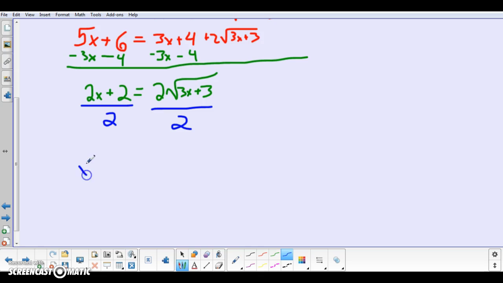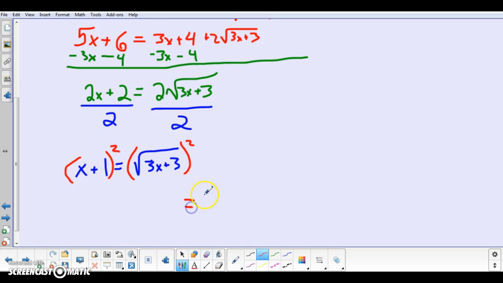2x divided by 2 will be x. 2 divided by 2 will be 1. So we have x plus 1 on the left side. On the right side, we have the square root of 3x plus 3. The radical's by itself. Let's get rid of it by squaring both sides. I square the right side. Square the left side. Now here, you got to be careful again. This is a binomial. There's 2 terms here, and we're squaring it. The right side's pretty easy. That's going to be just the radicand, which is 3x plus 3.